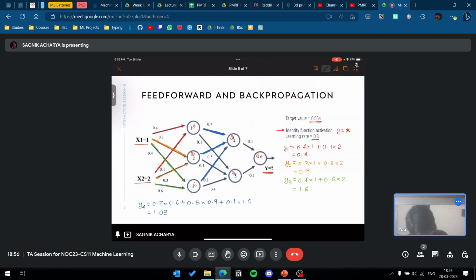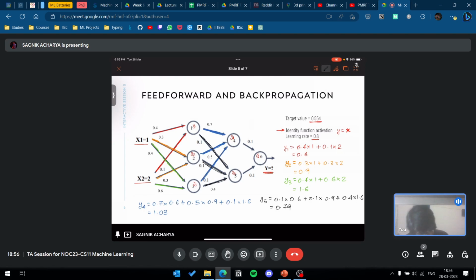Next we have y5, which again is equal to this branch plus this branch plus this branch, right? So that will be 0.1 times 0.6 plus 0.1 times 0.9 plus 0.4 times 1.6, which is 0.06 plus 0.09 plus 0.4 times 1.6, right? So this is equal to 0.79.